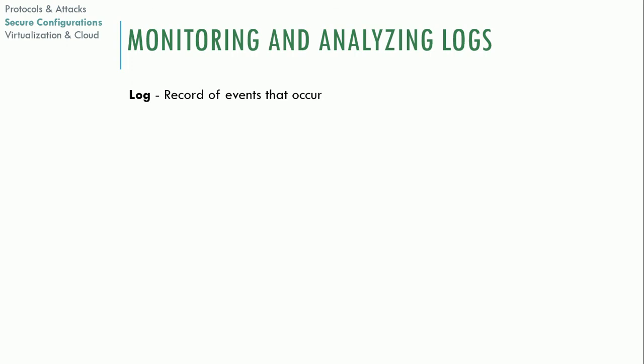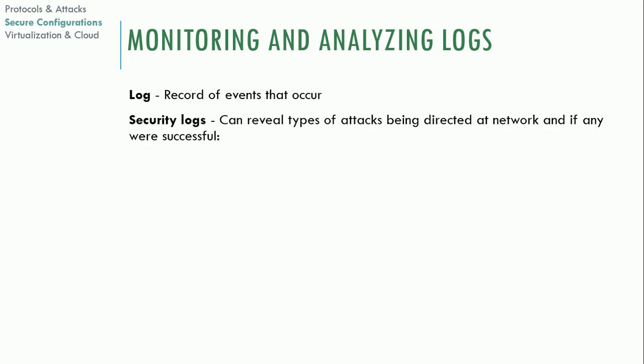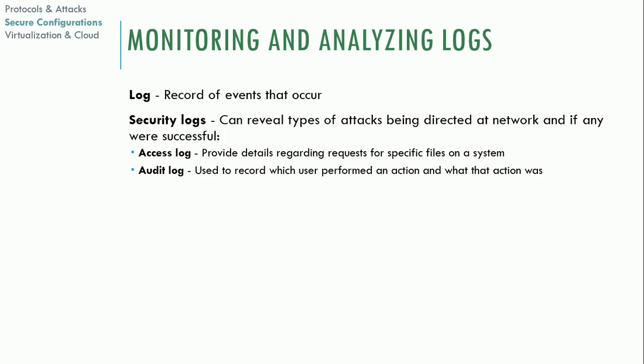They record all of the events that occur on that device. So security logs can reveal types of attacks that are being directed at the network. We also have access logs, which are part of the security logs. Access logs tell you when somebody accessed the system. You have audit logs to record how configuration changes are happening, or what configurations.